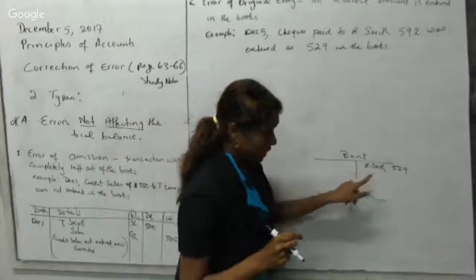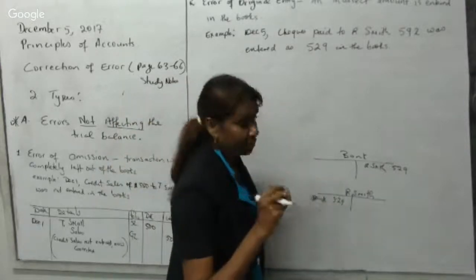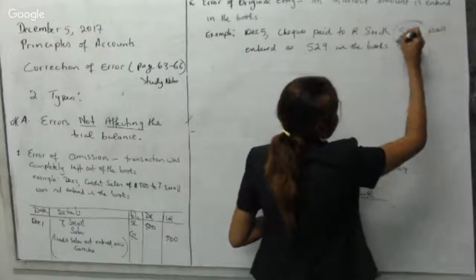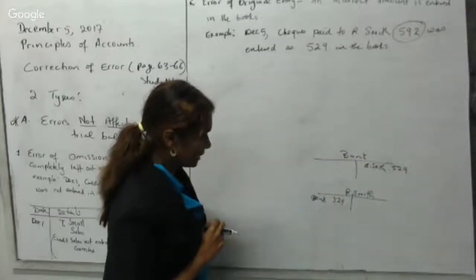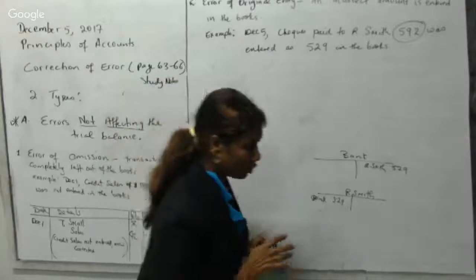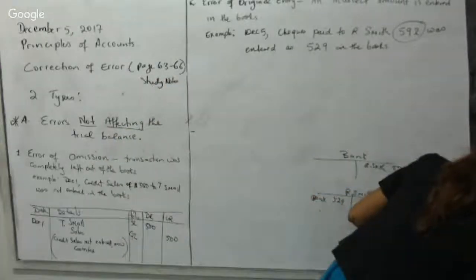The double entry is correct, but the amount that we should have put in the account is 592. That means that we have understated the figure. Yeah, by how much? 592.